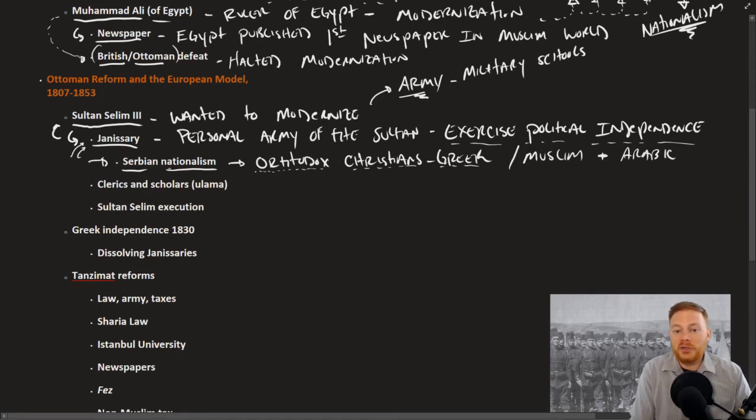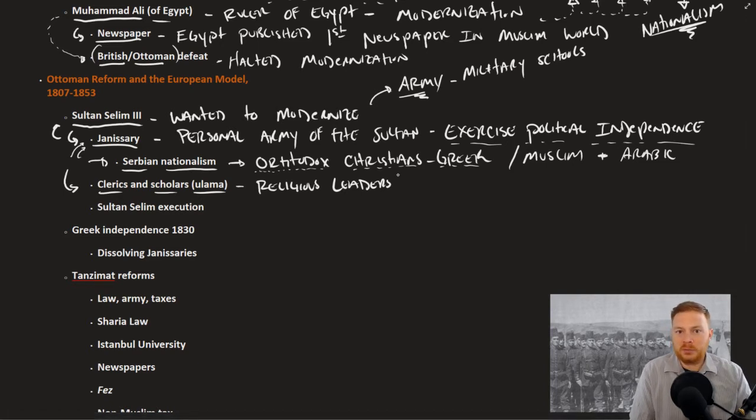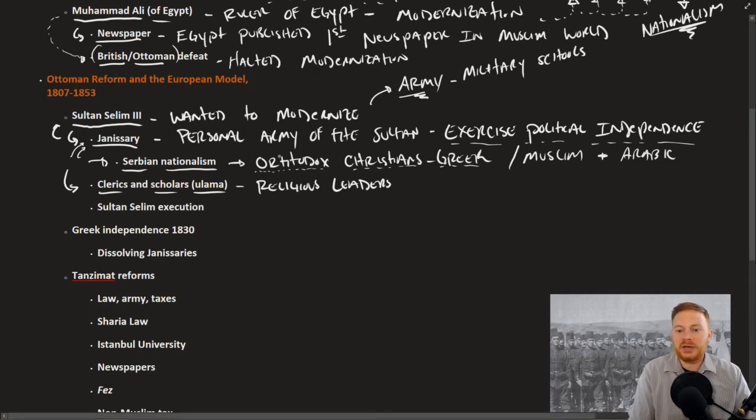Another big obstacle for Sultan Selim and other Ottoman reformers was the religious clerics and the scholars, sometimes called the ulama. So the ulama are the religious leaders, like the church leaders. And one thing that differentiates Islam from Christianity is that there is no pope, for example. There's a position called the caliph, but it's not universally recognized, whereas in the Catholic world, the pope is recognized as the leader. So you have a lot of religious leaders, and most of them are local.